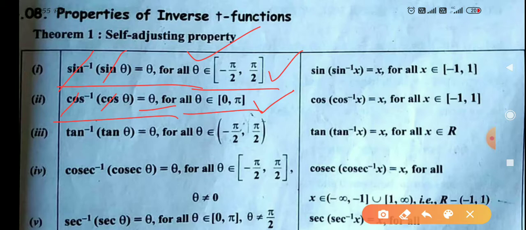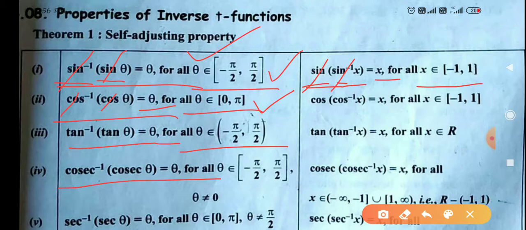In the same way, tan inverse tan theta equals theta if theta lies in the particular range. Others you can see, cosec inverse cosec theta equals theta. Now come to the second column. In the second column, sine is outside and sine inverse x is inside. What is the difference? Earlier sine inverse was outside and the sine function was inside. Here sine is outside, sine inverse is inside. But they will adjust themselves here also. Sine and sine inverse will cancel, x will remain. But again the condition is there, x must belong to the closed interval minus 1 to 1.